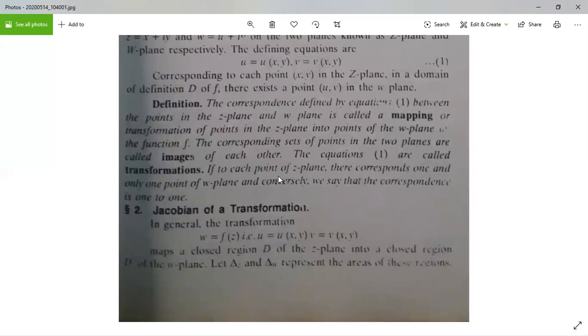We already know the Jacobian function. What is the Jacobian function? In general, the transformation w equals f of z, that is u equals u of x, y and v equals v of x, y, maps a closed region D of the z plane into a closed region D' of the w plane. Let delta z and delta w be the areas of these regions.